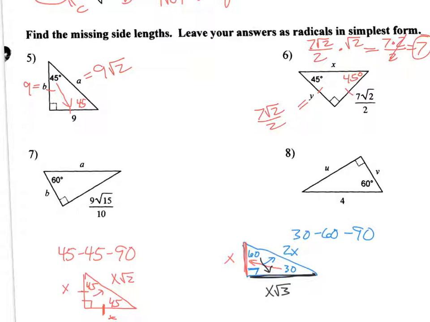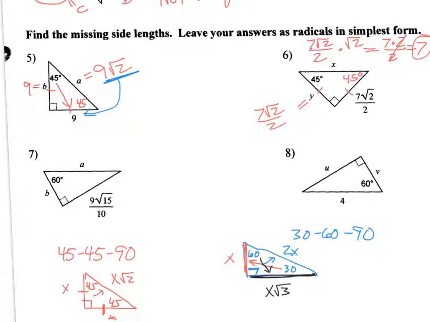Now, what if it's an instance where you have to go backwards? Say, for instance, they give me the hypotenuse and I've got to find the leg. Well, then you just do the reverse, which is instead of multiplying by square root of 2, you would divide by square root of 2.